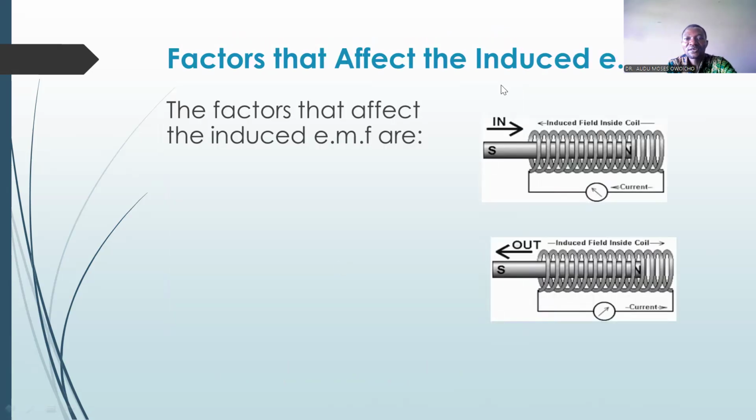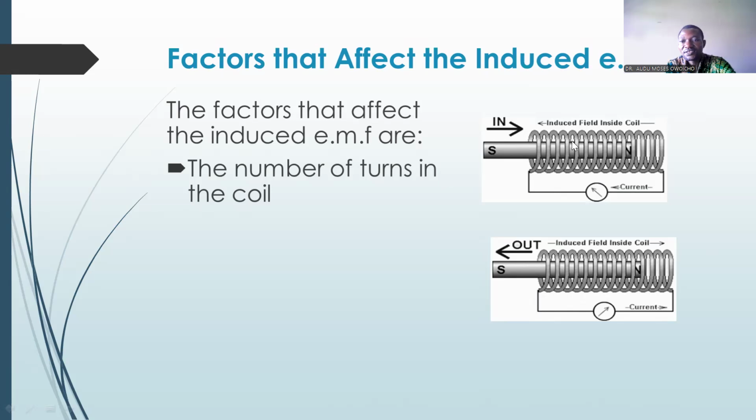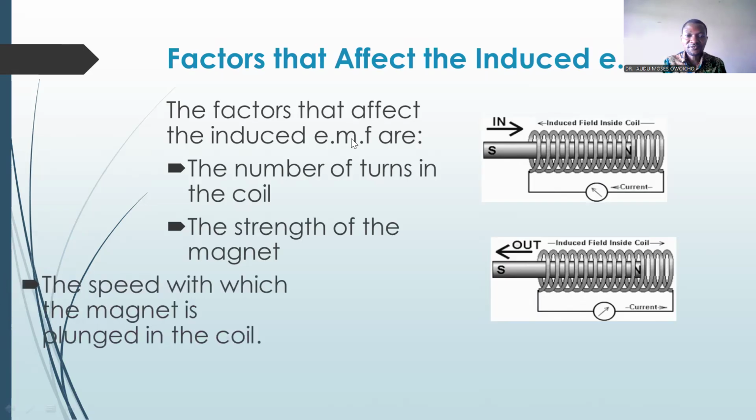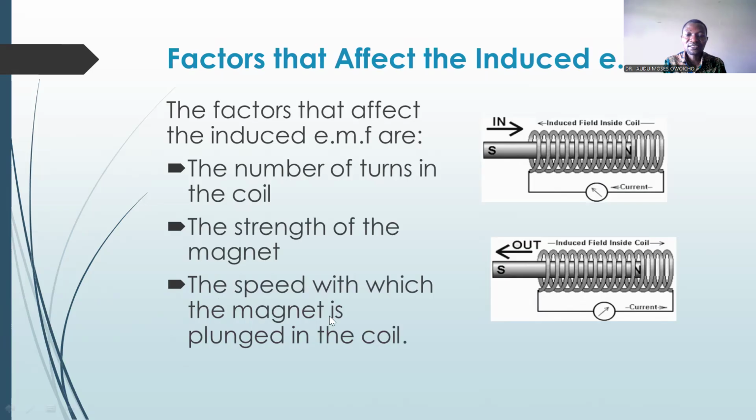Let's look at factors that affect the induced e.m.f. We have the number of turns in the coil. As we can see, a coil with a higher number of turns induces more e.m.f. than the one with a lesser number. The strength of the magnet: a magnet with higher strength induces more e.m.f. than the one with a lesser strength. Then the speed of the motion: if the speed is very fast, the induced e.m.f. will also be much. So these are the factors that affect the induced e.m.f.